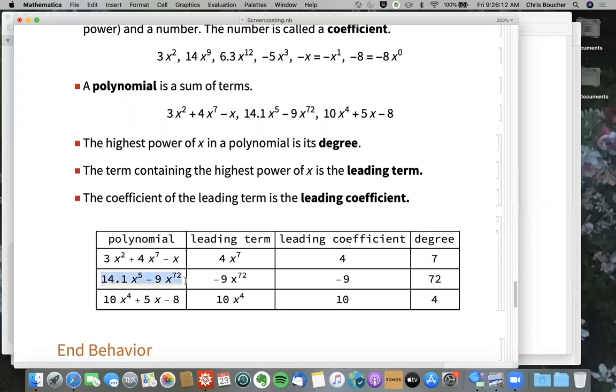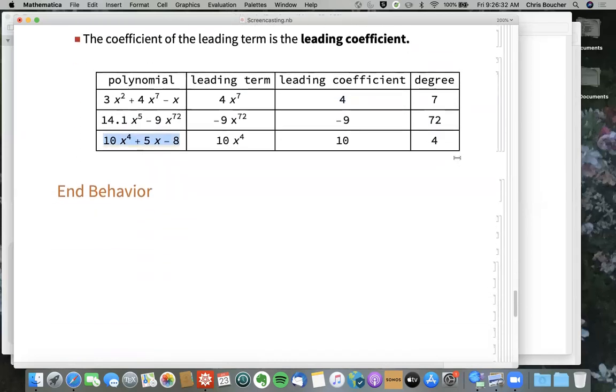For this guy, the leading term is the negative 9x to the 72. The 72 is the highest power of x, so that's the degree, and negative 9 is the leading coefficient. And finally here, 10x to the 4th is the leading term, 10 is the leading coefficient, and 4 is the degree. It's the power of x in that leading term.